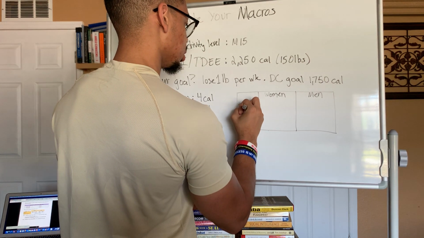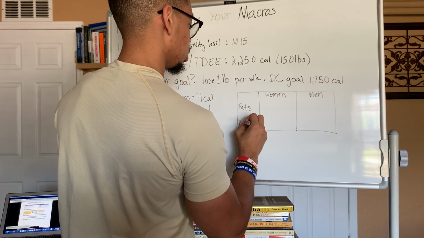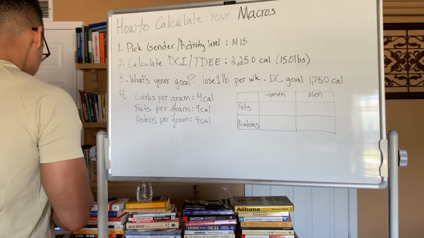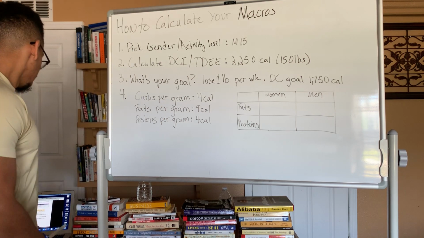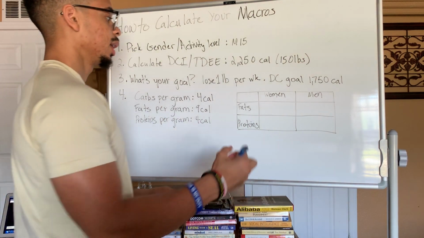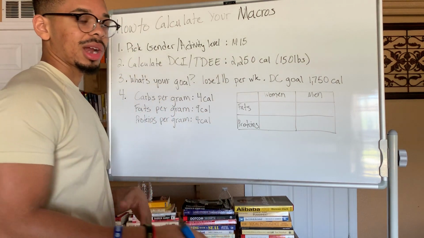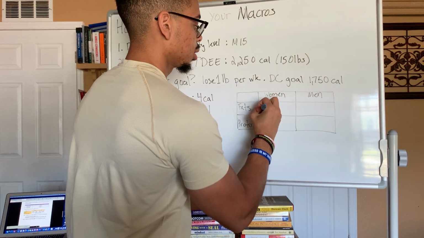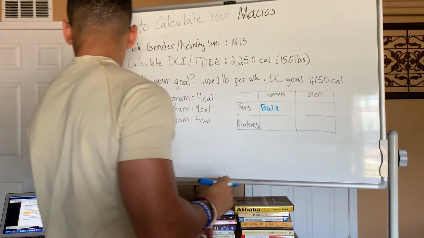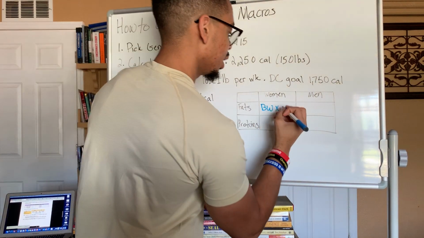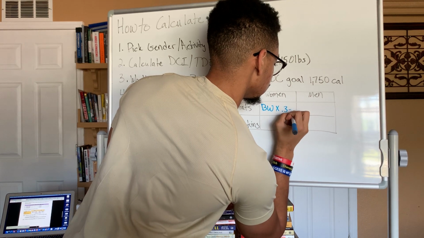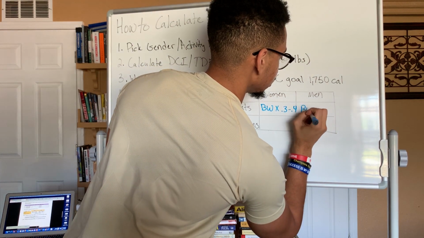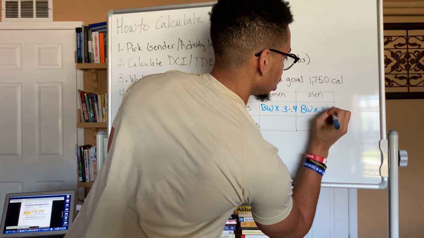So fats, proteins, okay. So if you're a man or if you're a woman and you want to calculate the right amount of fats that you need to consume per day, what you're going to do is multiply your body weight times 0.3 to 0.4. If you're a male, same thing. Body weight times 0.3 to 0.4.